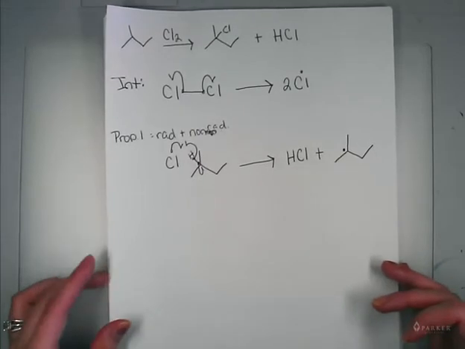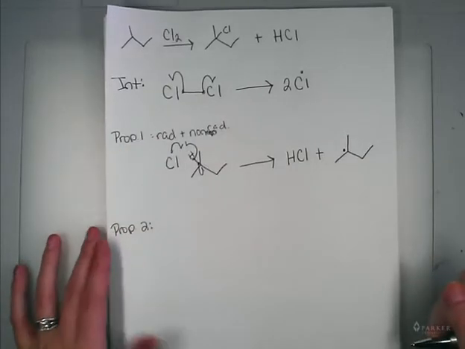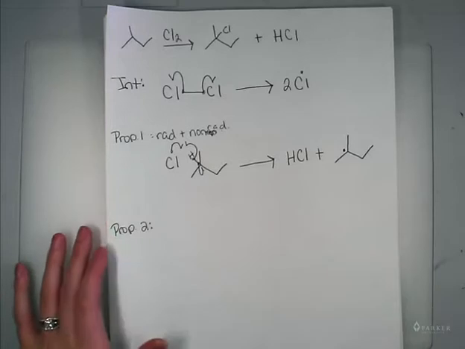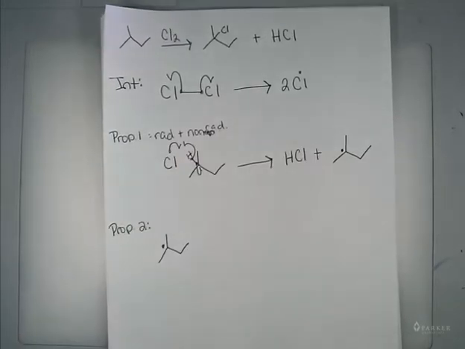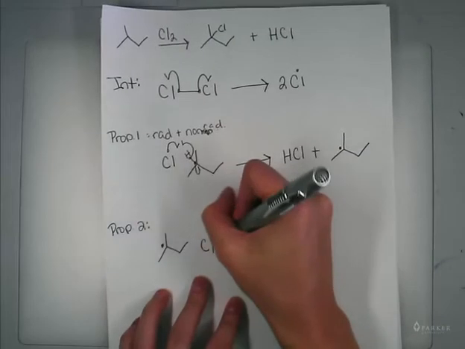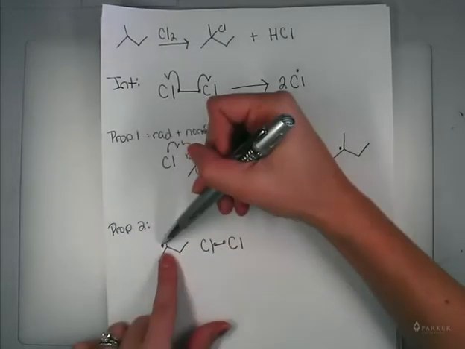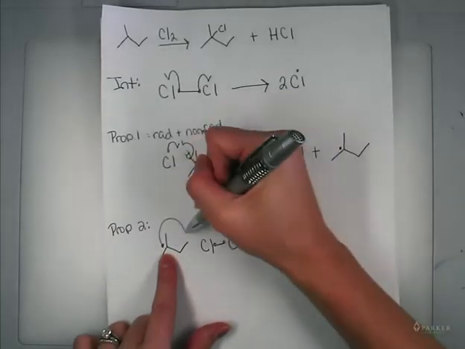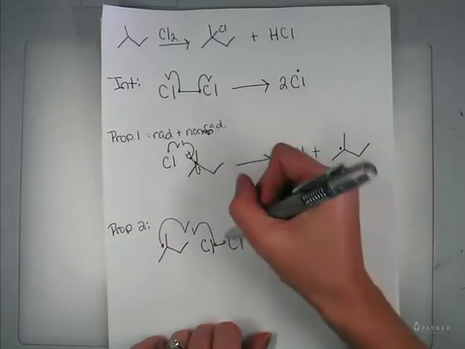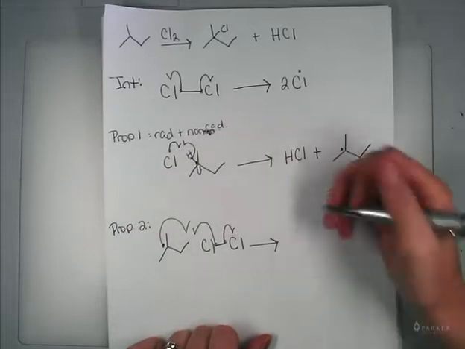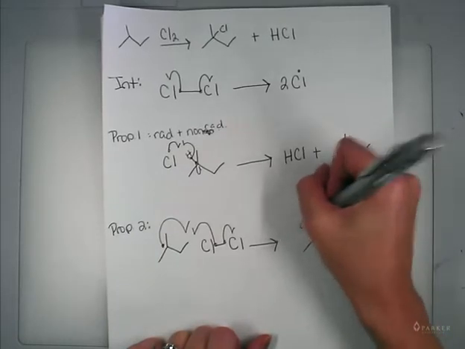What is the next step called? Prop 2. Okay, what is my radical here? The carbon group. And what's my non-radical? Yeah, Cl2, chlorine. This radical right here is going to make a bond with what? One of the chlorines. And then this electron will go where? The other chlorine. So what bond do I form? Carbon-chlorine. And then a chlorine radical.